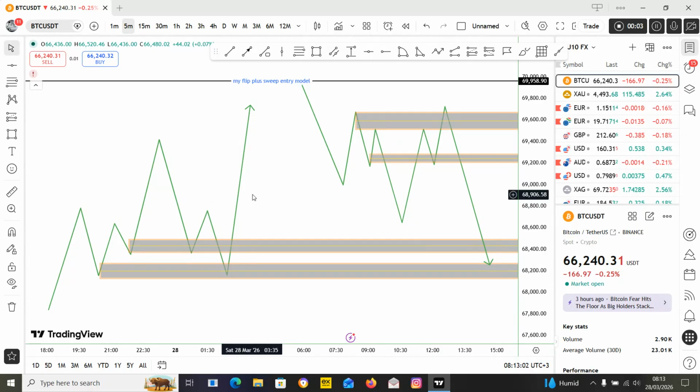Yeah, so hello traders. In this video, I'm gonna introduce to you my entry model, which is the flip and sweep entry model in my supply and demand strategy, so that you increase your rewards and minimize your risks during your entries.